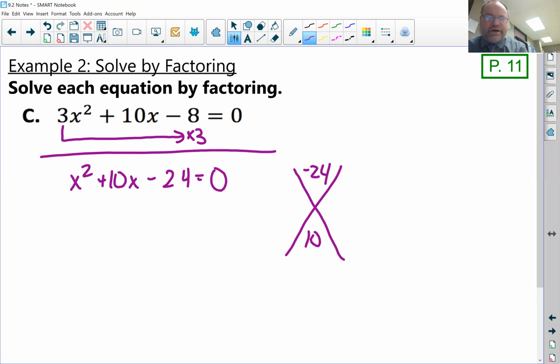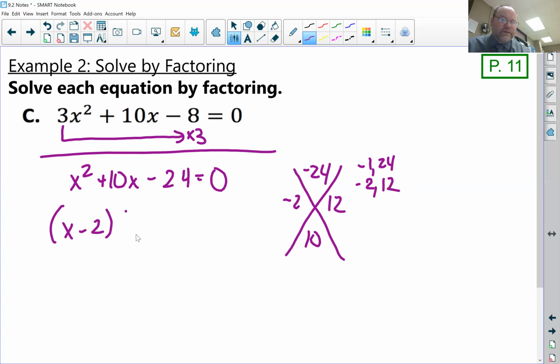So negative 1 and positive 24, add them together, I get 23, not 10. So that's not going to work. Negative 2 and positive 12, add those together and I get positive 10. That's the pair I'm looking for. But then remember, to get that pair, I ended up multiplying by 3. So now I need to divide by 3 to get my final solutions.